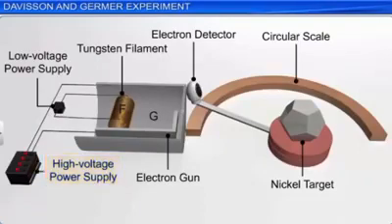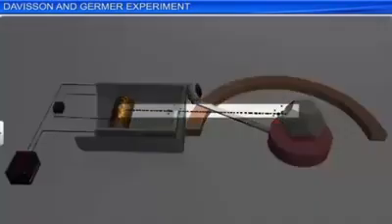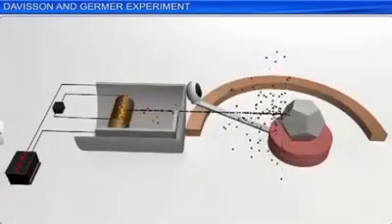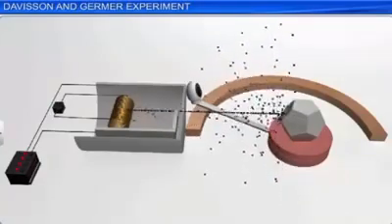The electrons thus emitted are passed through a cylinder with a pinhole along its axis, producing a fine collimated beam. This collimated beam is directed to fall on the surface of the nickel crystal. The electrons are scattered in various directions by the atoms of the crystal.